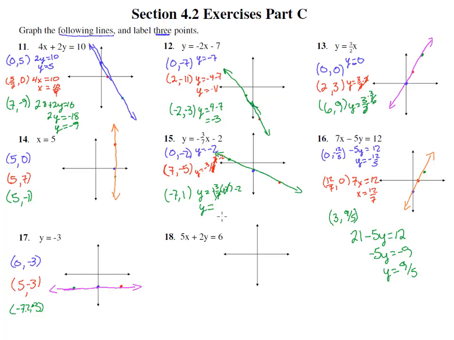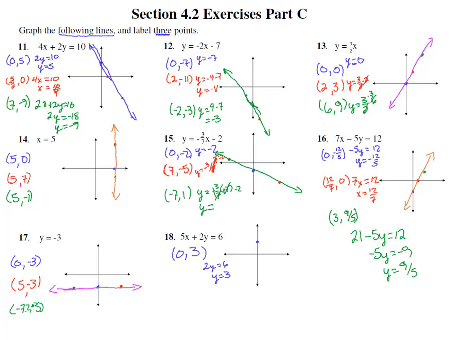And the last one, number 18. 5x plus 2y equals 6. Well, what do we have here? If we stick in x is 0, that's my favorite one. Stick in 0 for x, and we get 2y equals 6. Can we solve that? 2y equals 6? Yeah, divide by 2, we get y equals 3. There we go, 0, 3, right about up there.